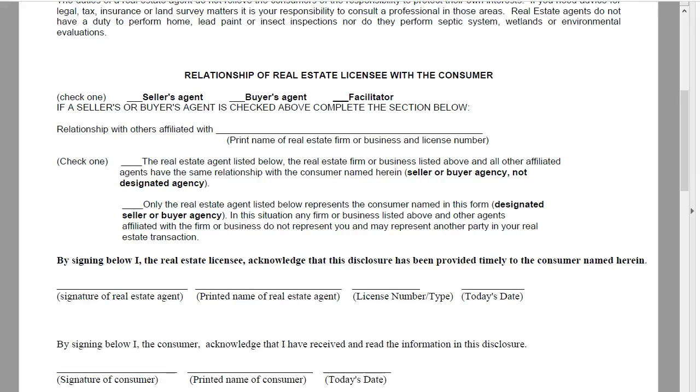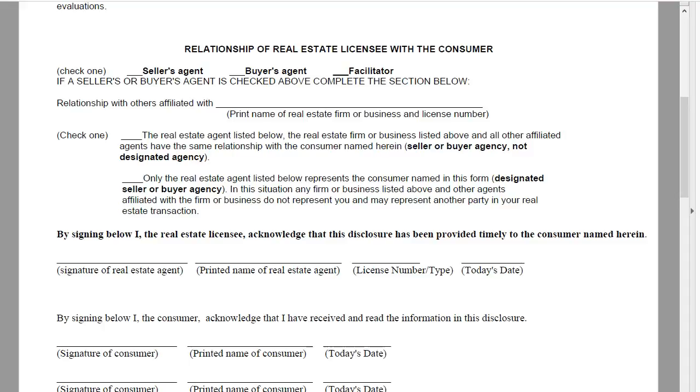That's good. So when we scroll down here on this form, we're obviously going to check, in this particular situation, we're going to represent the seller. So you check that little box there.